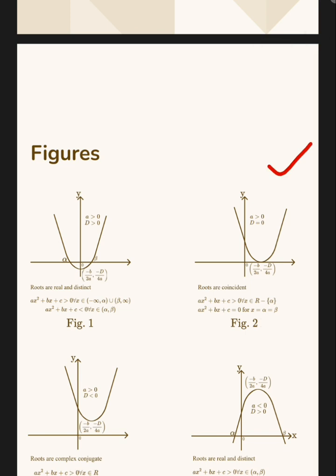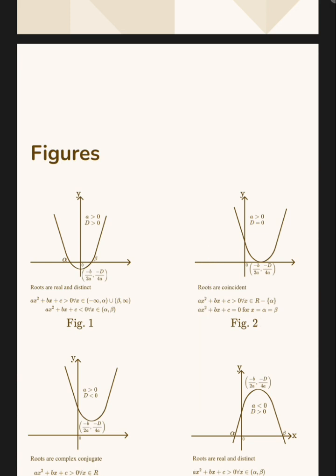In this figure number 2, we can see the upward parabola, because we are doing the condition only for a greater than 0. If a is greater than 0, then we are finding the discriminant. If the discriminant equals 0, b square minus 4ac equals 0, then the curve will be like figure 2, touching the x-axis exactly at one point, and we will say that the roots are coincident.